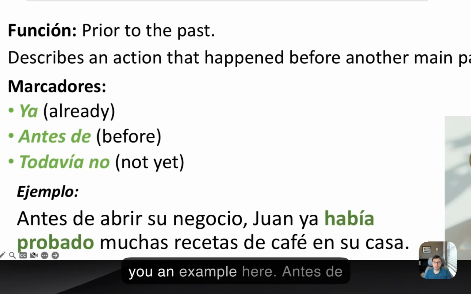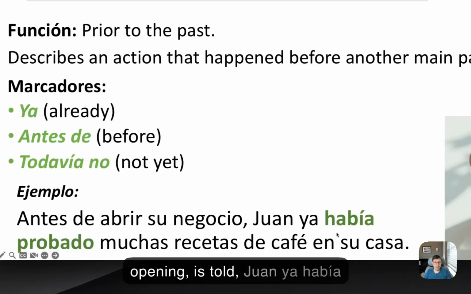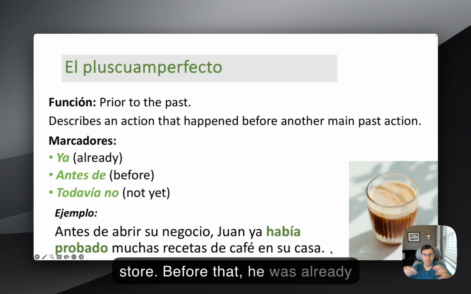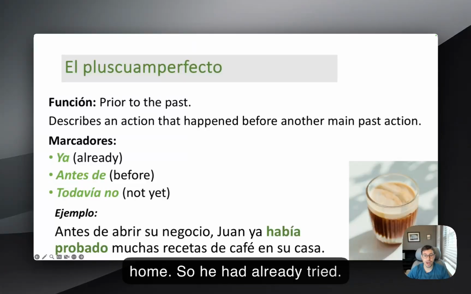And I'll give you an example here. Antes de abrir su negocio, so before opening his store, Juan ya había probado muchas recetas de café en su casa. So we know that Juan at a certain point opened the store. Before that, he was already trying coffee recipes at home. So he had already tried. That's how you will translate the pluscuamperfecto.